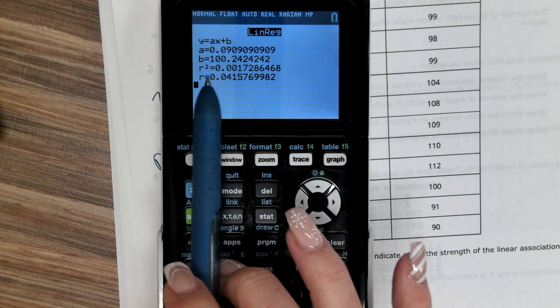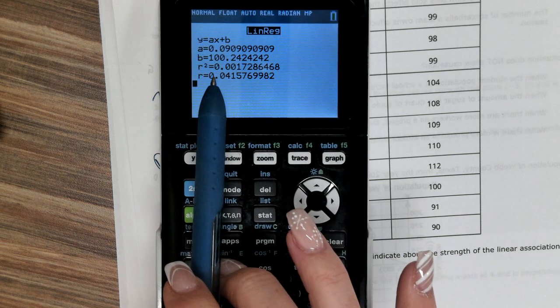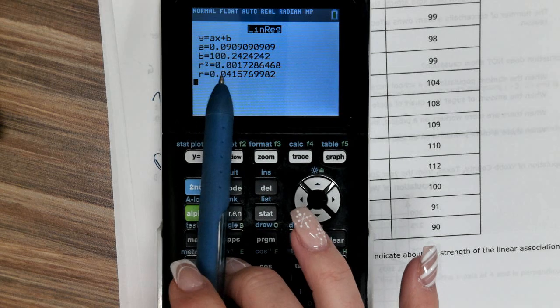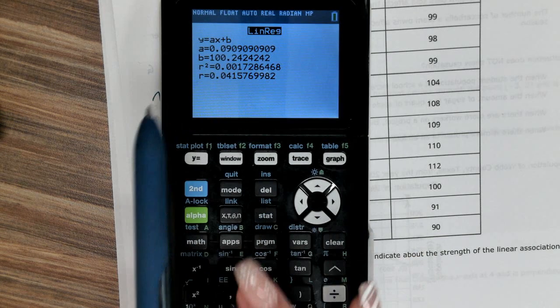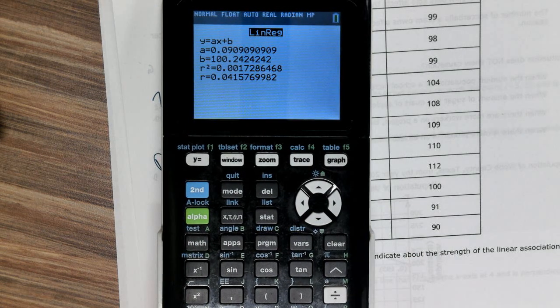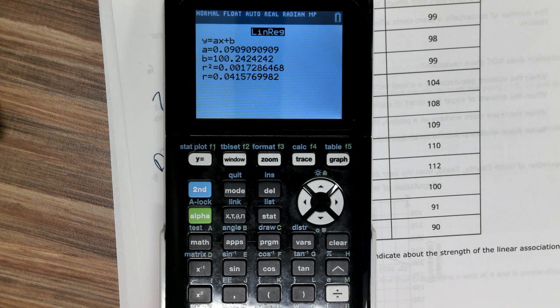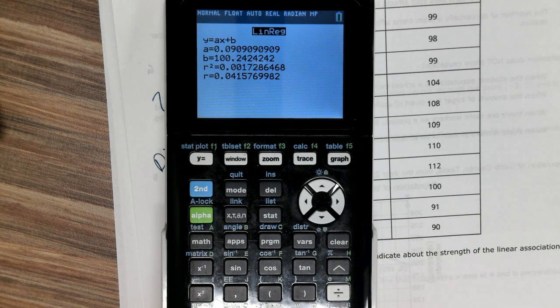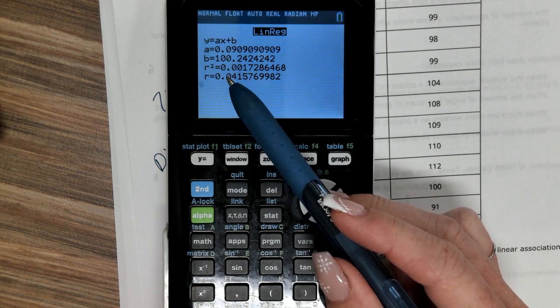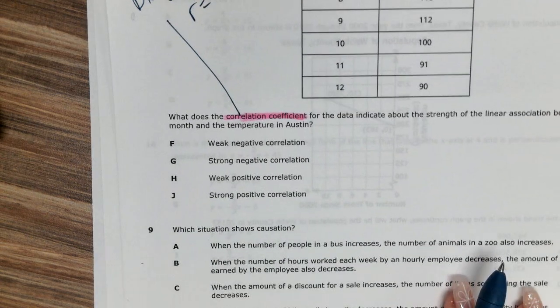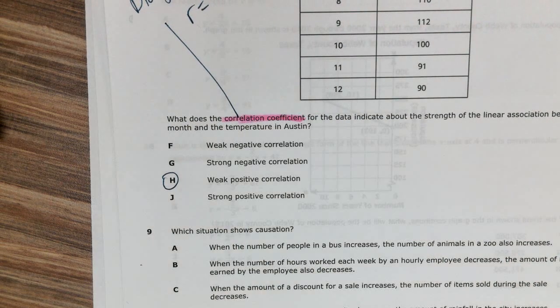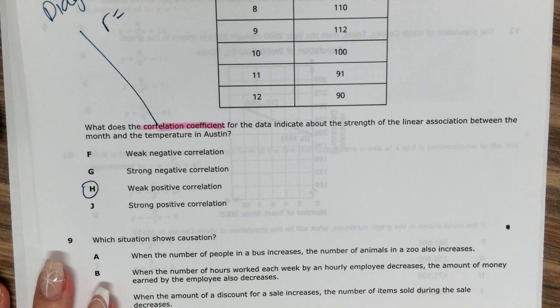So everybody look at it. Is it negative or positive? It's positive. Is it closer to 1 or further away to 1? Closer to 1 or closer to 0? It's closer to 0. That is a weak positive. It's positive because there's no negative sign, but it is a weak positive. Any questions on that? It is on the test tomorrow.